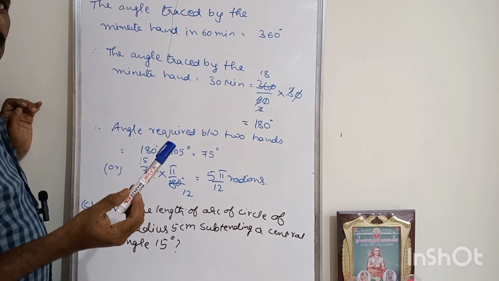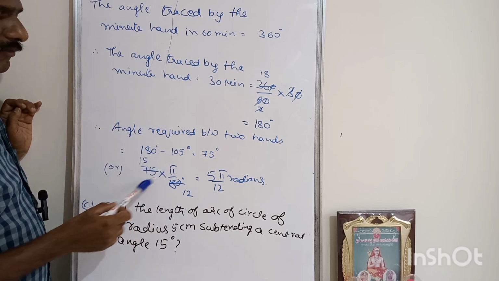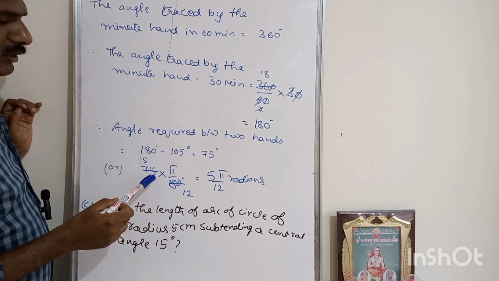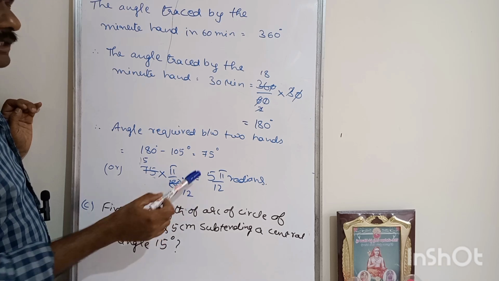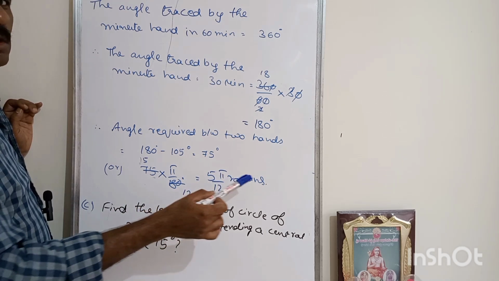It is in degrees. Now we have to convert it into radians. 75 into pi by 180, 15 fives are 75, 15 twelves are 180. Therefore, in radians it is 5 pi by 12 radians.